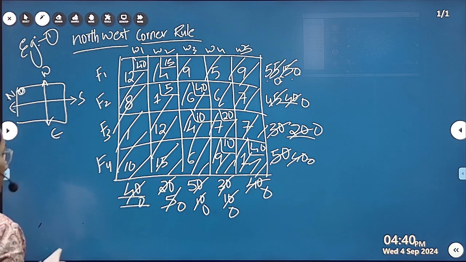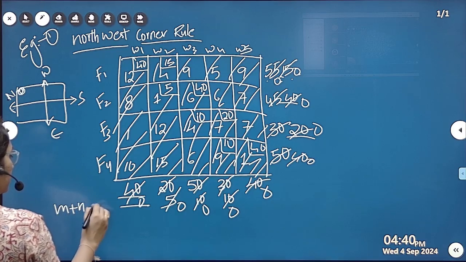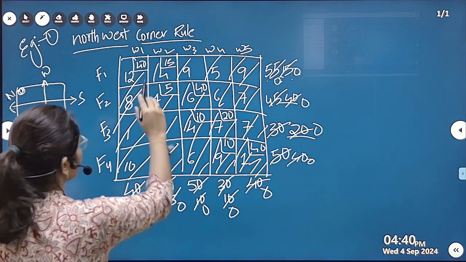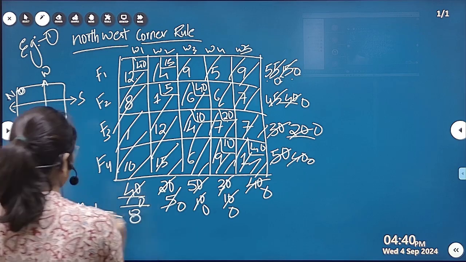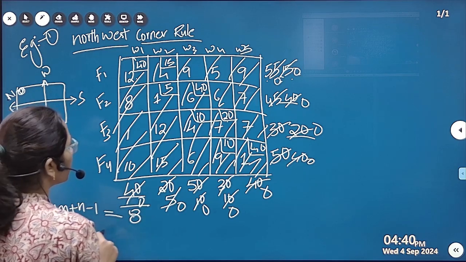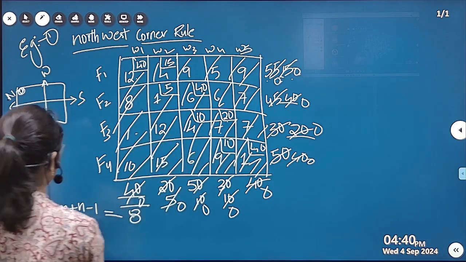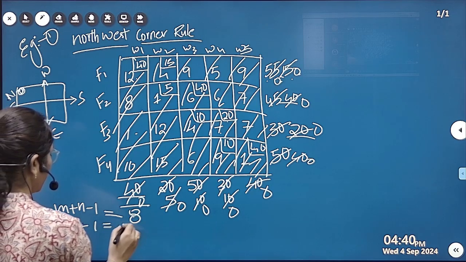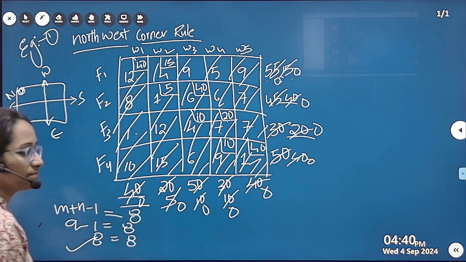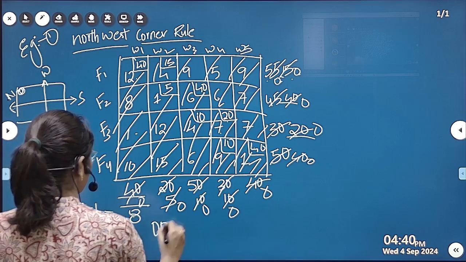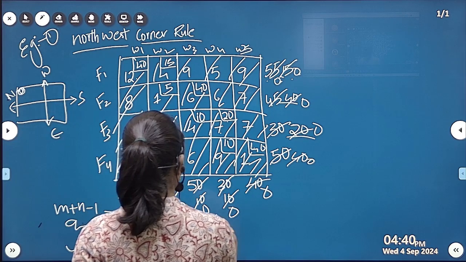Copied. So here we need to check the m plus n minus 1 is equal to how many cells we got? 1, 2, 3, 4, 5, 6, 7, 8, right? So what m plus n, how many rows and columns? 1, 2, 3, 4, 5, 6, 7, 8, 9. So 9 minus 1 is equal to 8, right? So 8 is equal to 8. So it is a feasible solution, optimal solution, right? So our problem is correct. So this is optimal solution.